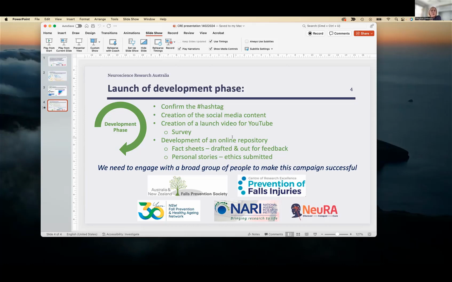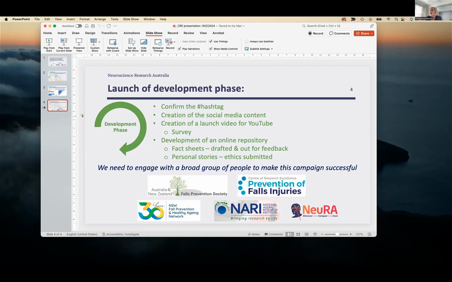And we also need to recruit people with a lived experience of falls. This includes people who have had a fall, carers of people who have had a fall, or medical and health professionals that work with people who have had a fall. To do this, we've submitted ethics that will get heard at next week's UNSW Ethics Committee.